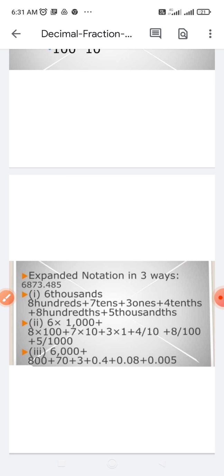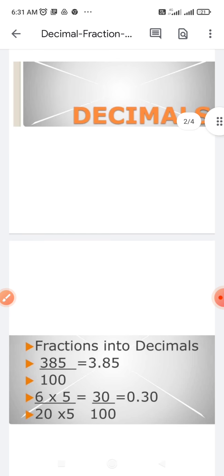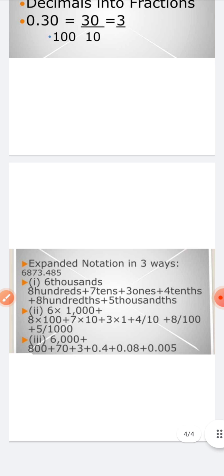So children, in this session you have learned how to convert a fraction into a decimal and a decimal into a fraction, and three types of expanded form. I hope you have all learned well.